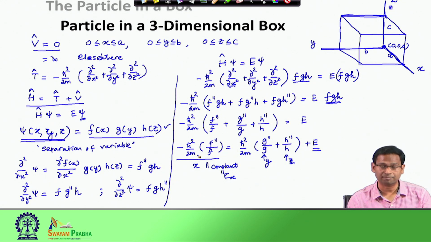by keeping the g function on the left hand side, which will be a function of y, and f and h on the right hand side, which will be functions of x and z, and argue that since the left hand side depends only on y, whereas the right hand side does not depend on y, but since the left hand side and right hand side are equal, therefore the left hand side function must be a constant, and therefore this term, h bar square by 2 m g double prime by g, would also be a constant. I would perhaps call that E y, and similarly I would call minus h bar square by 2 m h double prime by h another constant. I would call that E z.